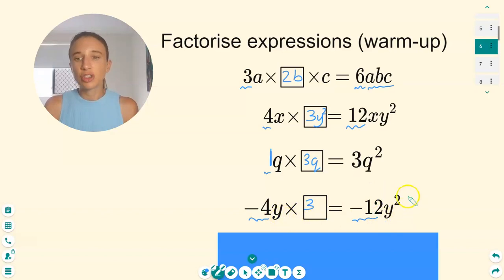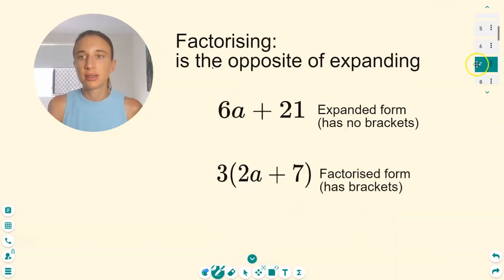Now, how do we get to y squared? So we've got negative 4y times 3. It's currently at negative 12y. So we need to get a y squared term in there. Just put in another y, because y times y gives y squared. That's a little factorizing warm-up. Okay, we're finding these missing factors.